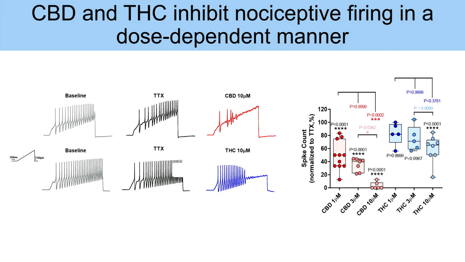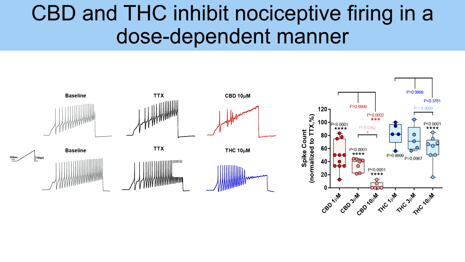And if we look in a dose-dependent manner, we can see that 10 micromolar CBD already abolishes or dramatically diminishes the amount of firing, while THC also causes inhibition, but to a much lesser extent.